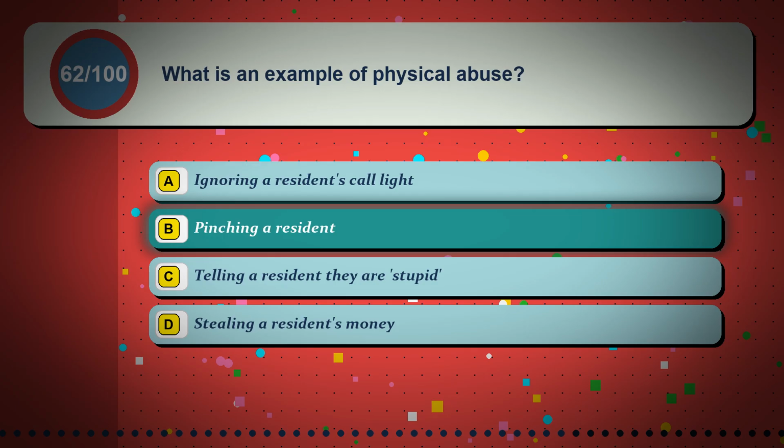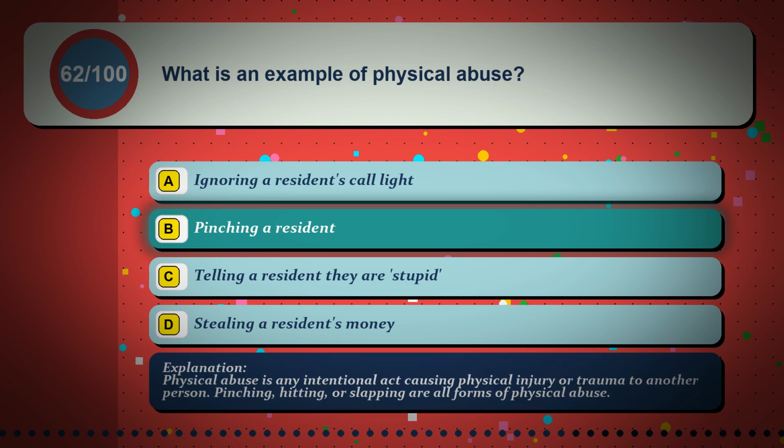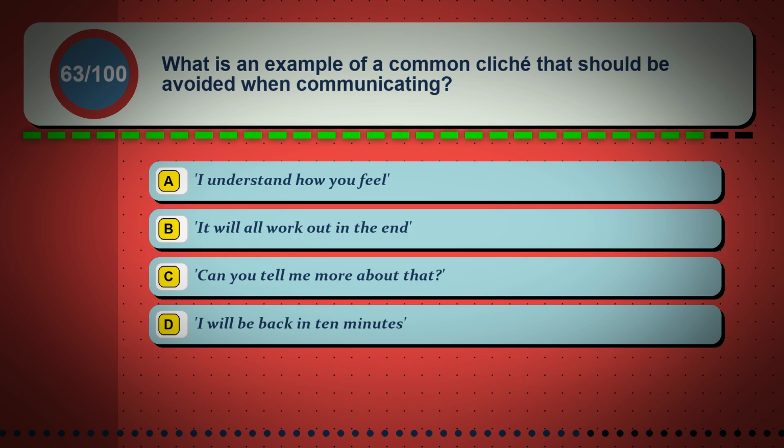The correct answer is option B. Pinching a resident. Physical abuse is any intentional act causing physical injury or trauma to another person. Pinching, hitting, or slapping are all forms of physical abuse. Question 63. What is an example of a common cliché that should be avoided when communicating?